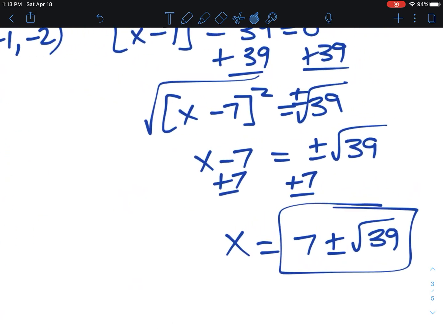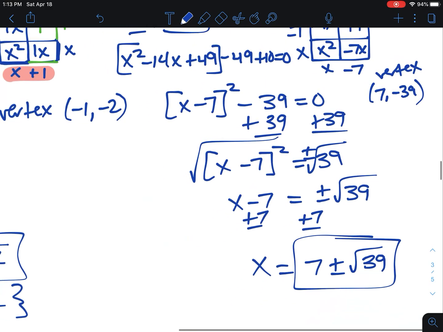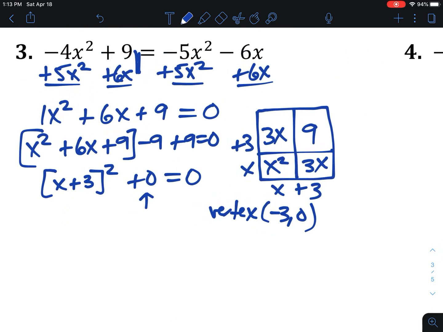I think I skipped the vertex back here. Yeah, the vertex here would have been 7, -39 for the vertex of that one. The opposite of the x thing and the y-coordinate the same. All right, so now let's just solve this.